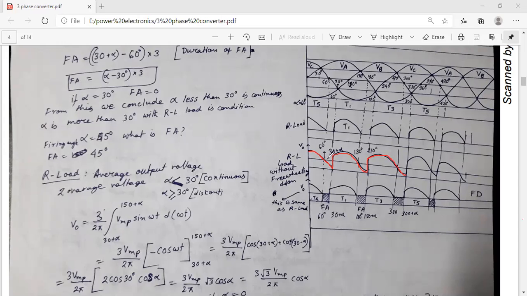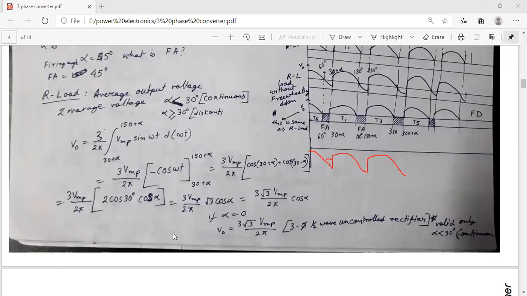Okay, so this portion is actually the freewheeling action area, that is 30 degree plus alpha to 150 degree plus alpha. So if it is 60 degree, 60 degree to 180 degree, this 180 degree is definitely 150 degree plus alpha. So two average voltages we can get, that is alpha less than 30 degree and alpha greater than 30 degree. Okay. This is the average voltage.